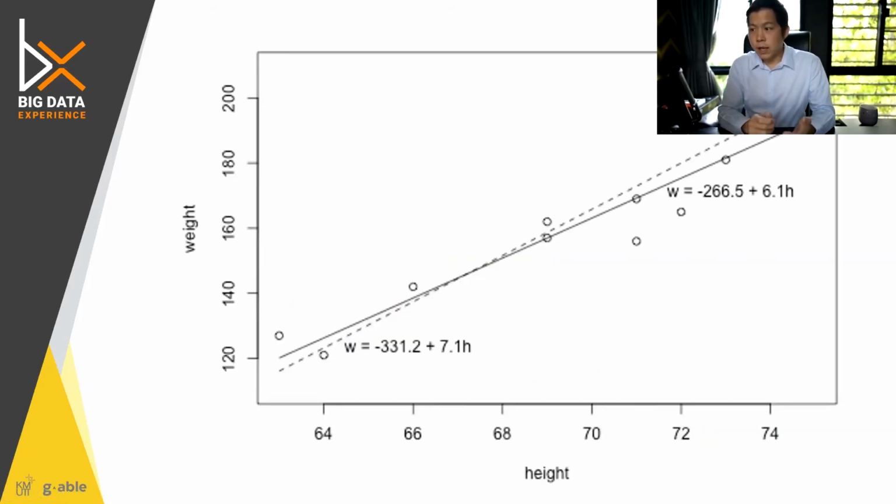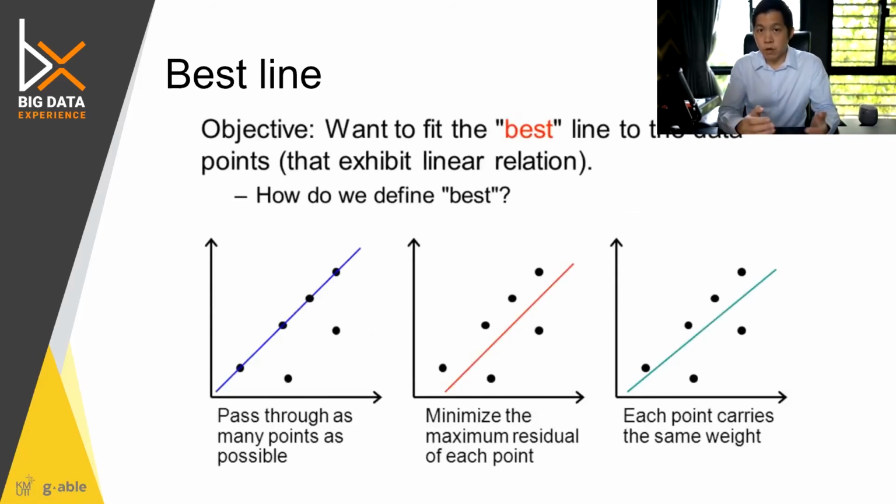Now, which line is the better one? This one or this one, right? There can be multiple lines if you draw between the data, right? But which line is the best? We want to find the best line to get the best parameters. Should it be this? This is the line that passes through as many points as possible. Or should it be this line, the line that minimizes the maximum error, right? Minimize the maximum residual of each point. What does that mean? It means that this line would be in the middle.